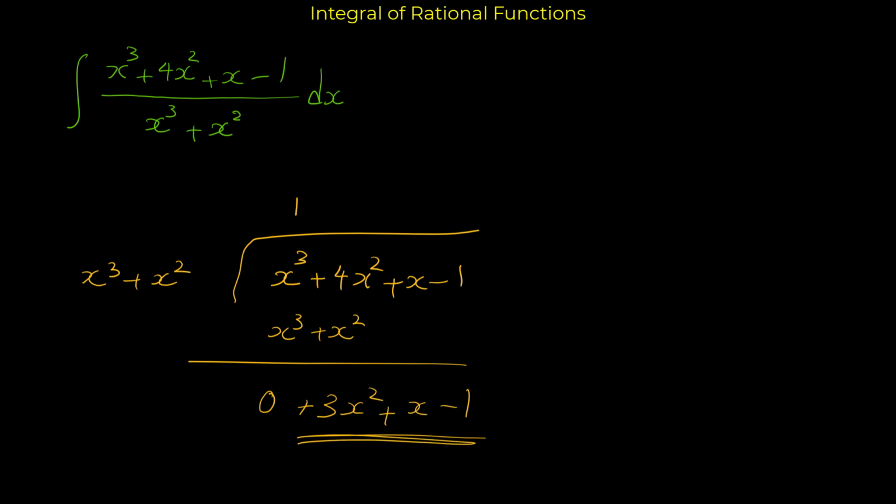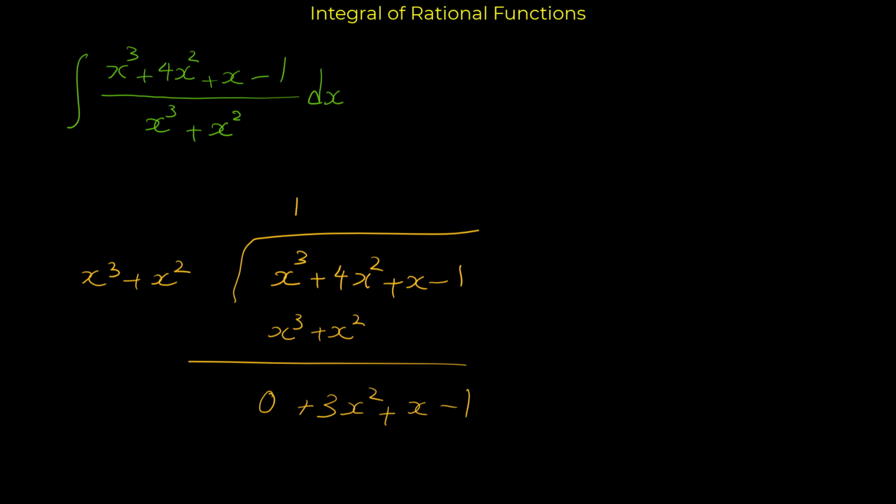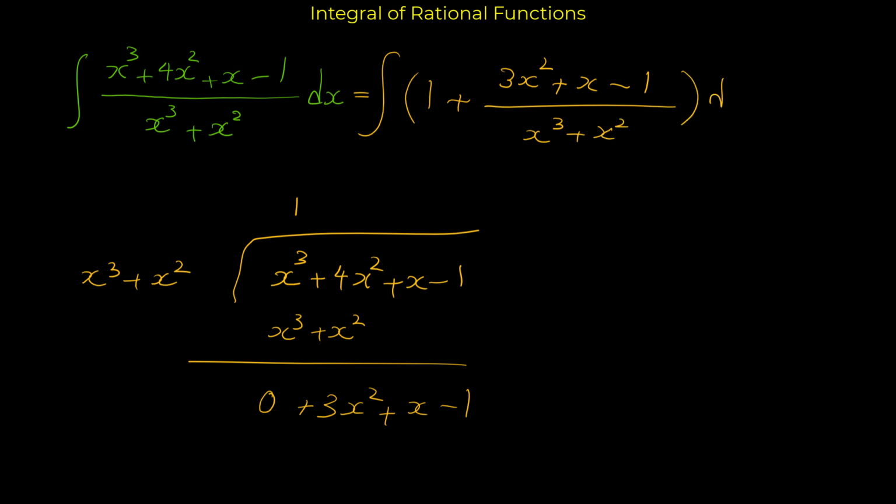Now this expression, the degree is 2. But the degree of this polynomial is 3. So the degree of the remainder is less than here. So we are not going to continue the division because we can't continue the division, and that's it. So for this function we have this equals 1 plus (3x to the 2 plus x minus 1) all over (x to the 3 plus x to the 2) dx. And because I want to do the calculation here, let me erase this from here.